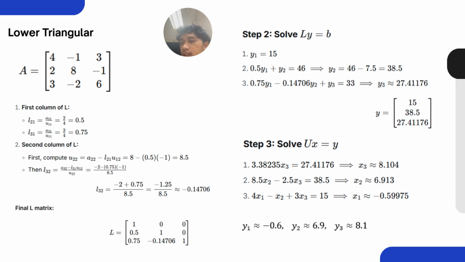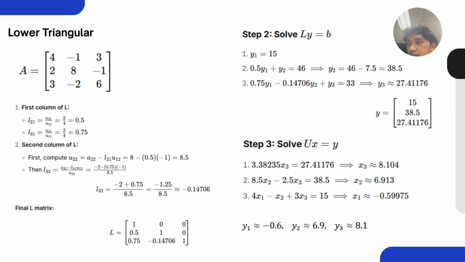From the second column, we compute the updated pivot value, then calculate L32, which is equal to approximately negative 0.14706. So the final L matrix becomes 1, 0, 0; 0.5, 1, 0; 0.75, negative 0.14706, and 1. Now we have successfully decomposed A into L and U, using the lower and upper triangular matrices.